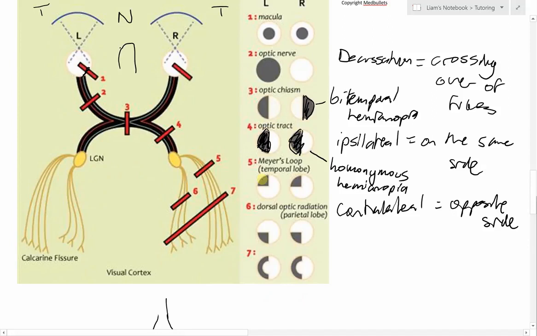You'll notice that there are a few other visual defect patterns down here below. These are what we call quadranopias. So these were hemianopias, with hemi meaning half. Quadranopias are affecting a quadrant of the visual field. We won't go into those today.